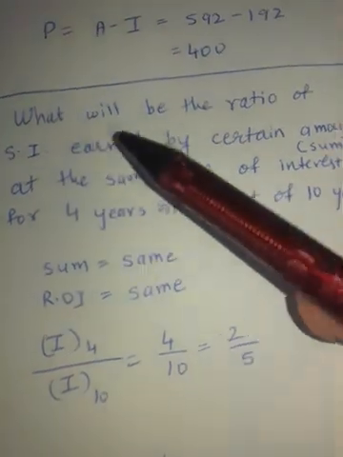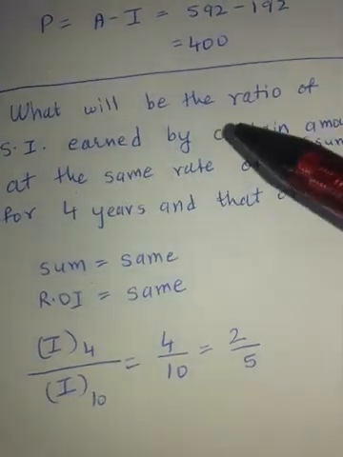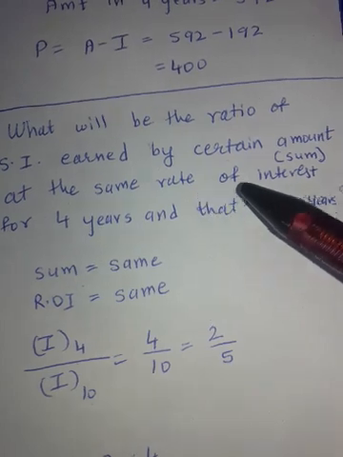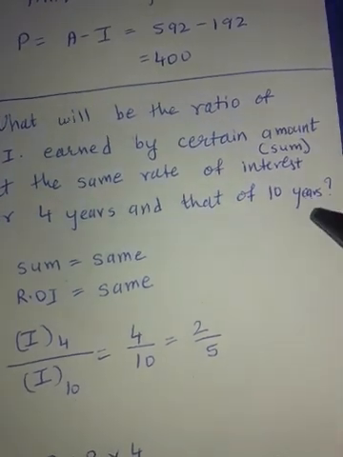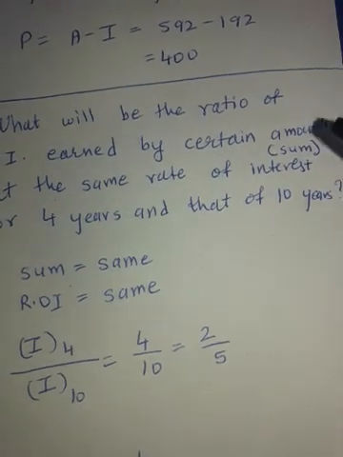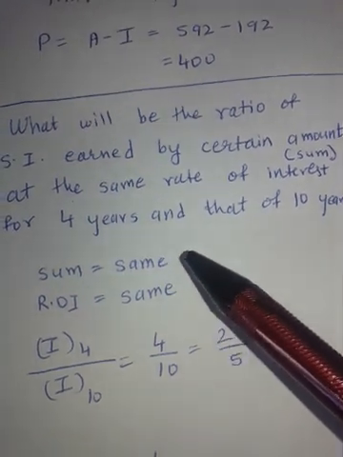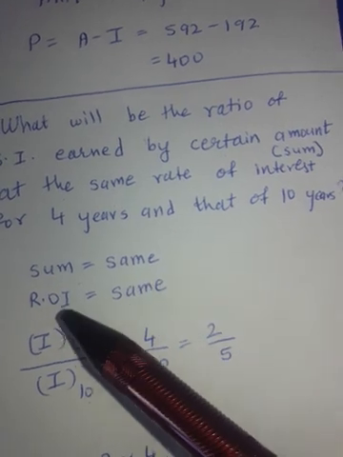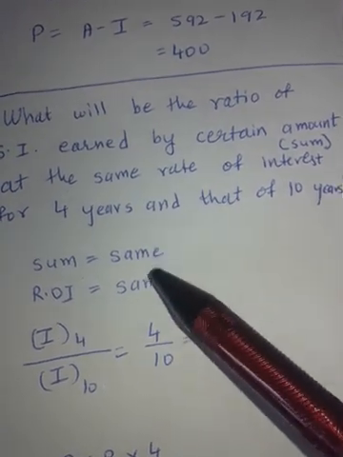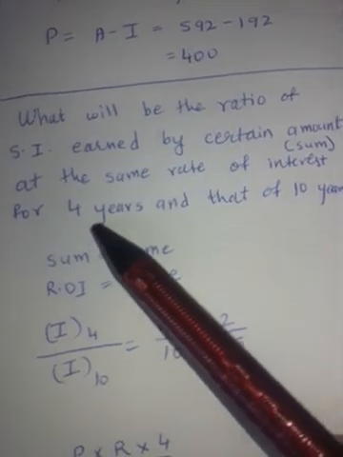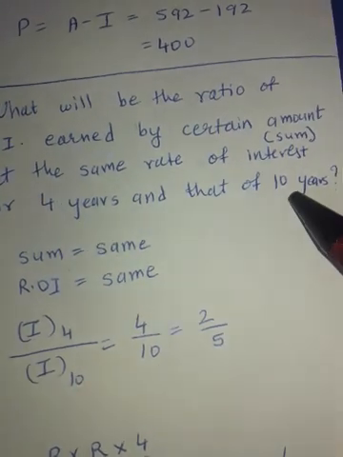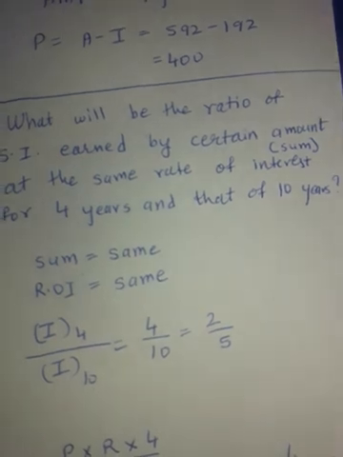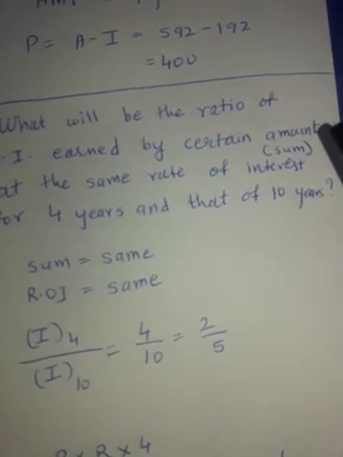Next example. What will be the ratio of simple interest earned by certain amount or sum at the same rate of interest for 4 years and that of 10 years? So here there are two sums, but they both are same. Rate of interest are also same and they will be invested. One will be invested for 4 years and other sum will be invested for 10 years. And what we need is what will be the ratio of their interest.